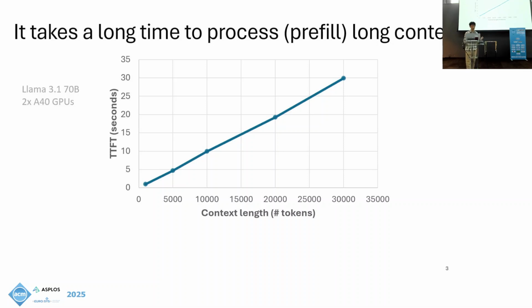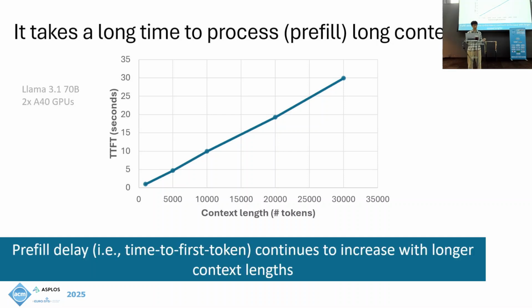While the retrieved context in RAG can provide better or more accurate responses for users, it's not a free lunch. It comes at the cost of longer prefill delay. For this figure, we are using two A40 GPUs to host the Llama 3.1 70B model with 4-bit quantization. The y-axis here is the TTFT, which measures the prefill delay in seconds, and the x-axis here is the context length, which corresponds to the total number of tokens in the input.